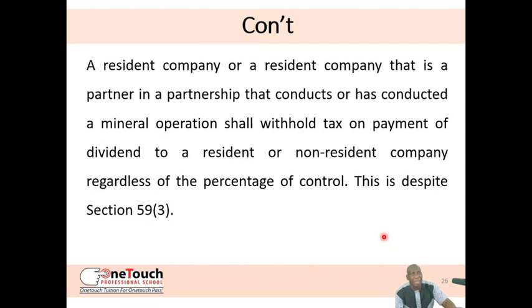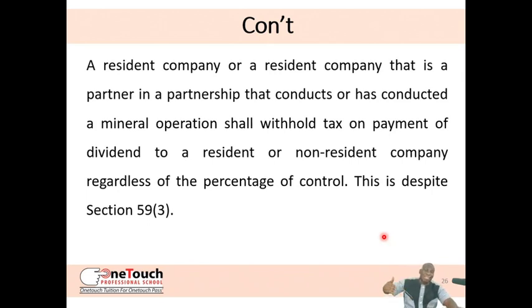A resident company, or a resident company that is a partner in a partnership that conducts or has conducted mineral operation, shall withhold tax on payment of dividend to a resident or non-resident company regardless of the percentage of control. So when it comes to the withholding tax on dividend, you are required to withhold a tax of 8% before you pay the net amount to the person.